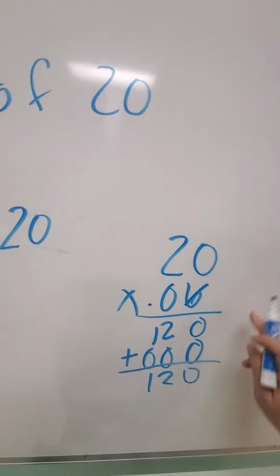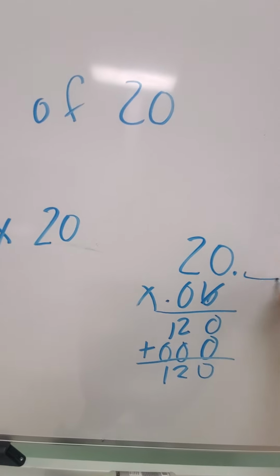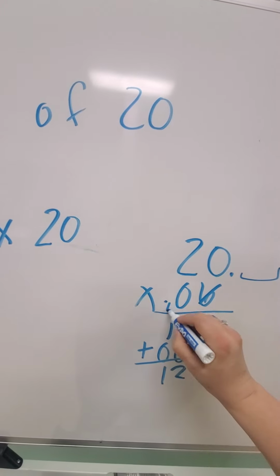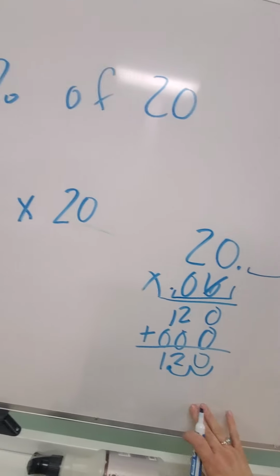It's 120. But I'm going to move my decimal. I have a decimal here implied. There's nothing to the right here, but there's 2 to the right here. So I'm going to move it 2 to the left. The answer is 1.2.